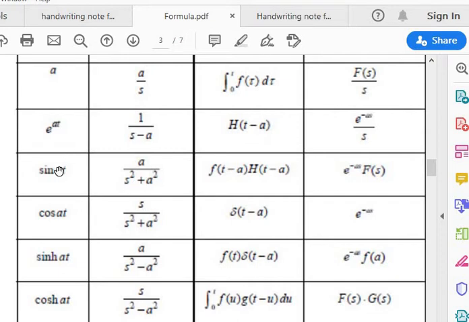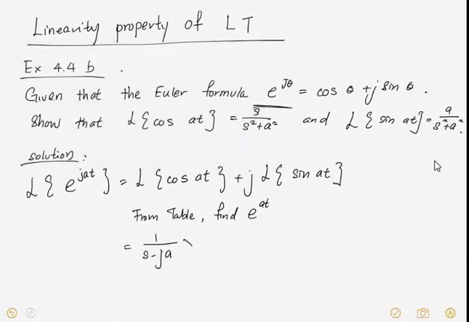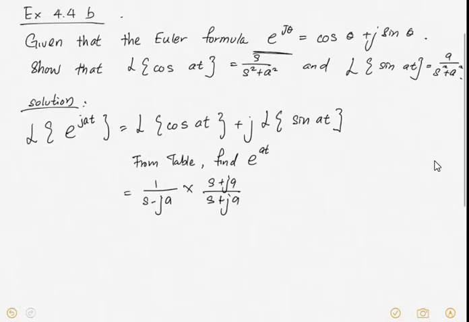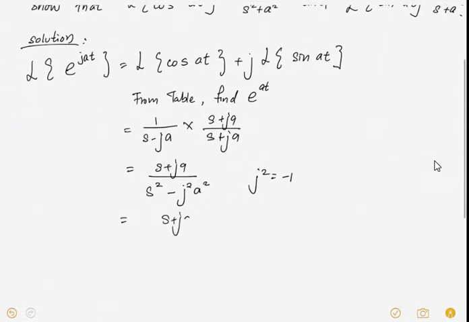For the sine and cos, if you look at the question, the denominator is s squared plus a squared. It means that you have to multiply s minus ja with s plus ja in order to get s squared plus a squared. So you multiply by s plus ja on top and bottom; if you cancel out, you will get 1 also. When you multiply these two, you will get s squared minus j squared a squared. So j squared is negative 1, and you will get s squared plus a squared.